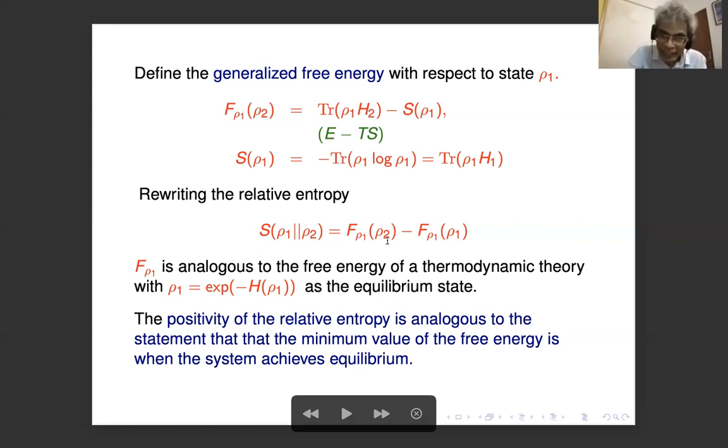I think some algebra is there, but people can go home and it's very simple. You can just take this and substitute it here, and it'll go back to the original definition. So relative entropy is basically a difference in the free energy defined in this manner. And this we will use slightly.